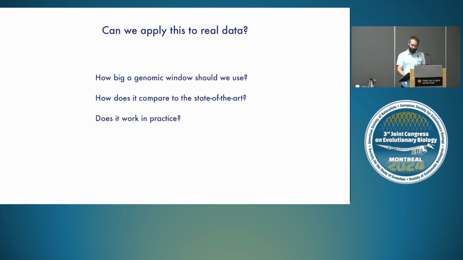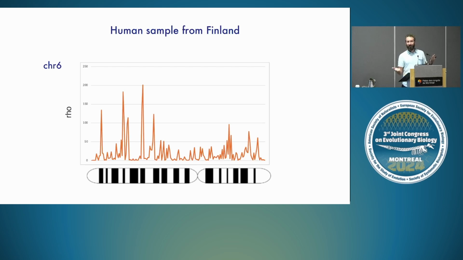How about real data? We don't know the real answer, but we took 1,000 genomes data from Finland. We removed all the genotype information, just made it an allele frequency spectrum, and we get a map of recombination that actually is highly correlated with the Pyro map for the same population.